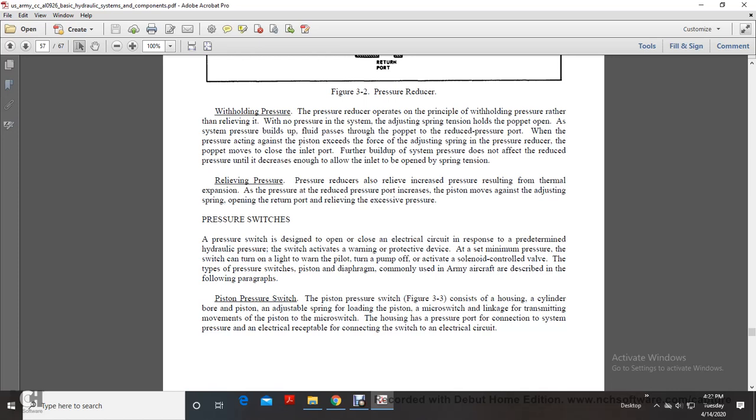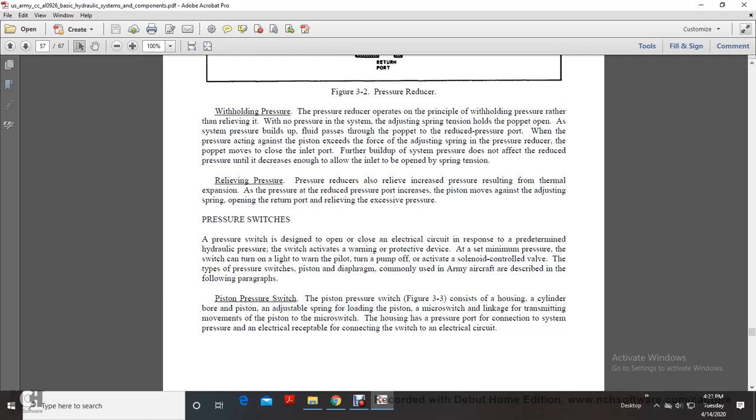Pressure switches. A pressure switch is designed to open and close an electrical circuit in response to a predetermined hydraulic pressure. It activates a warning and protective device at a minimum pressure. The switch can turn on a light, warn a pilot, turn off a pump, actuate a solenoid, or activate a solenoid control valve. The types of pressure switches commonly used with Army aircraft, the piston and diaphragm, are described in the following paragraphs.